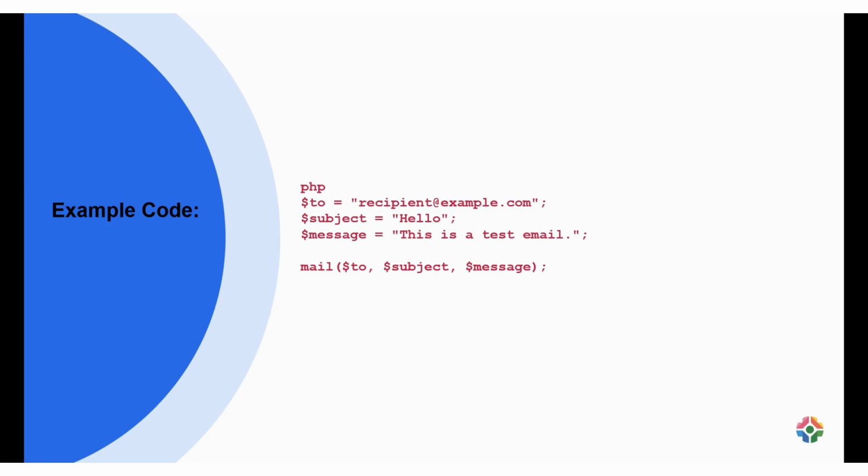1. Define the recipient's email address, email subject, and message content. 2. Call the mail function with the recipient's email address, subject, and message as arguments. 3. Ensure that your PHP configuration allows for sending emails and that the mail server is properly configured to send emails. For example, in a contact form on a website, you can use this code to send an email to the website owner when a user submits a message.